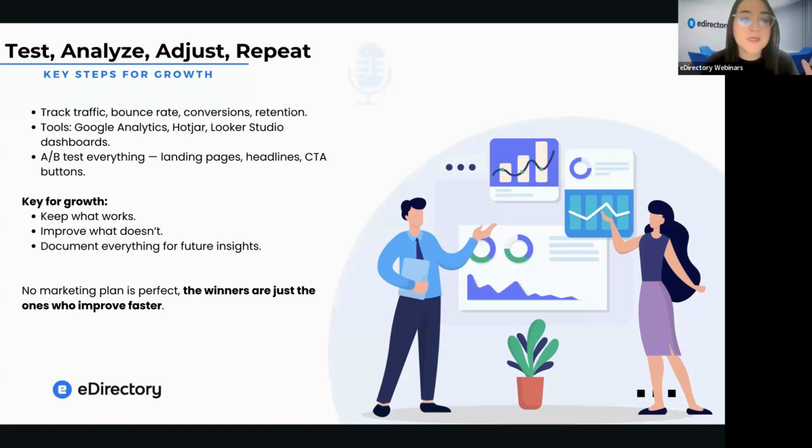There are amazing tools out there to help you with that. Google Analytics, we do have integration with Google Analytics for your directory. Hotjar, Looker Studio Dashboard, we have tons and tons of other tools. But always stay on top of the numbers and A/B test everything. Landing pages, headlines, CTA. If something is not working, try something new, try something different and see what works and what doesn't. So the key for growth is keep what works, improve what doesn't, and document everything for future insights.